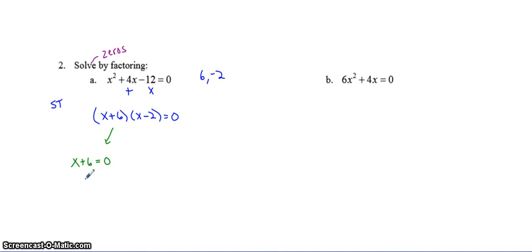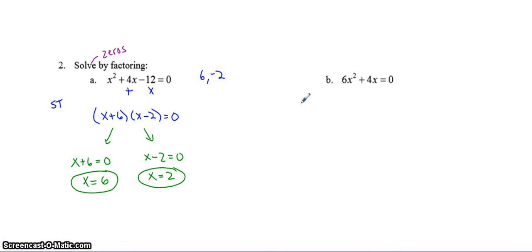So here you will subtract 6 from both sides. So one of the zeros or solutions is negative 6. Take the other bracket, set it equal to 0, and solve for x, in this case by adding 2 to both sides. So the other zero or solution is positive 2. Those are your two solutions or your two zeros.